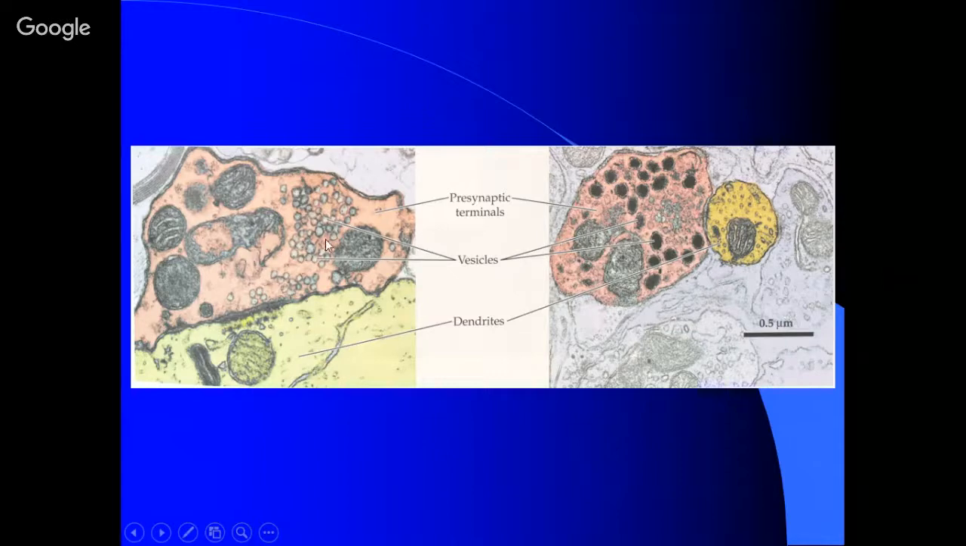Here are the clear 25 to 50 nanometer vesicles. Here are your dense core vesicles, much larger. And here's an interesting postsynaptic structure. And again, the mitochondria are everywhere. This is just such an active system.